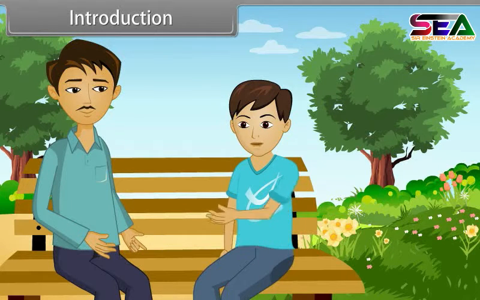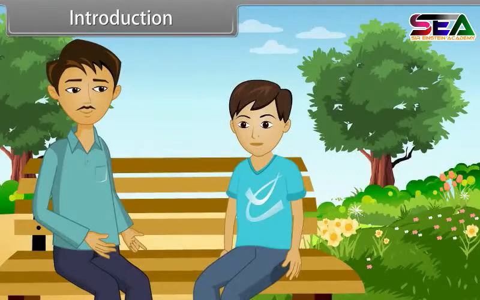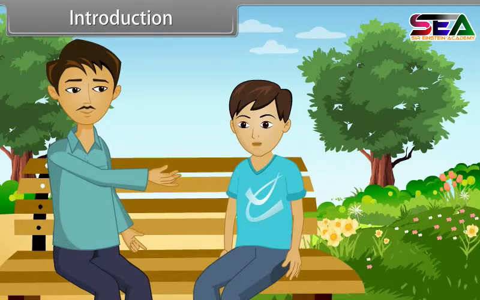Papa, why is that cyclist looking so tired? He is looking so tired because he is losing his energy. Energy? Yeah, my science teacher taught us about energy last week. Great, son. But do you also know about the work and power? No, Papa. Okay, let me explain to you.